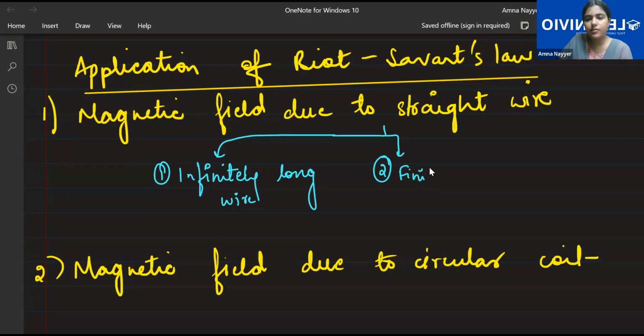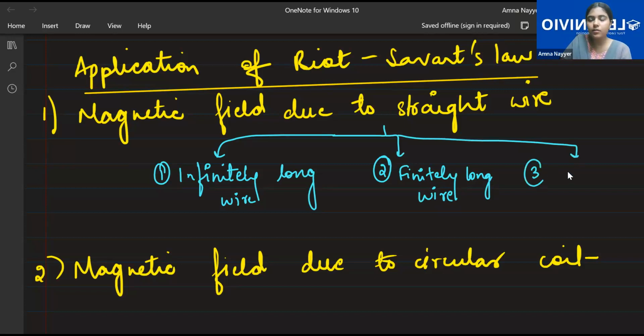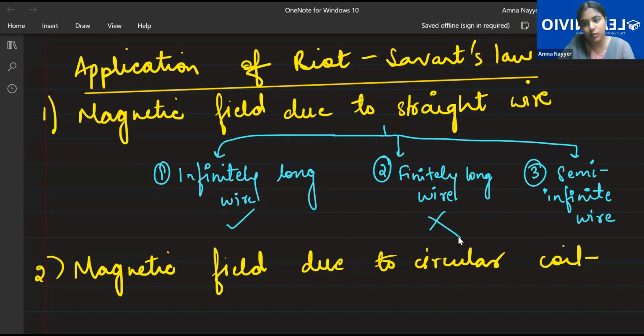So this is a finitely long wire. Then you have one more category with you, which is a semi-infinite wire. Now, class, the derivation of any of these is not there in your syllabus, so don't do it. But in your board exams, this is included, this is deleted, this is included. So just remember the formula, this whole part is solved. I'll tell you the formula though.